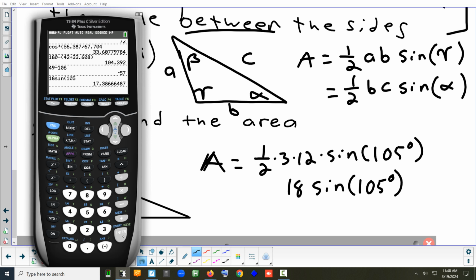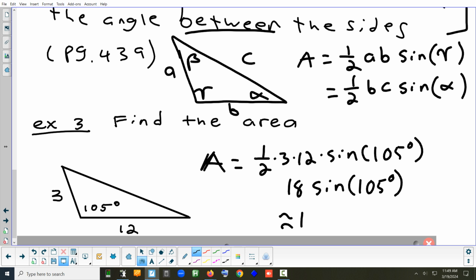Now when you write area, how many dimensions does area have? Well, one-dimensional is length. Area is two-dimensional. So on the end of your answer, what should you put? Square. Yeah, square feet, square inches. We don't know what it is this time. 17.387. Does anyone know what you put when you don't know what the unit is? U. Yeah, we'll just put square units.